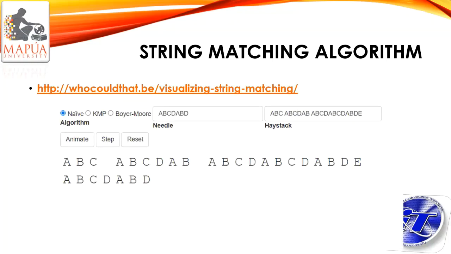Okay. And if you want to visualize how naive string matching works, kindly go to visualgo, visualizing string matching, and it will give you an idea how the comparison works between the text T and the pattern that we are looking for.